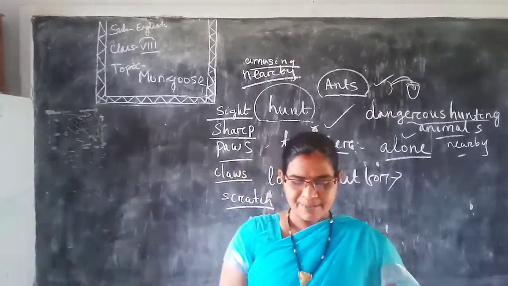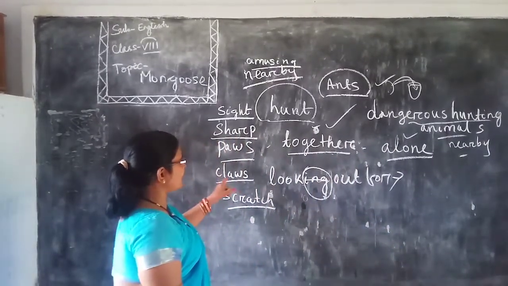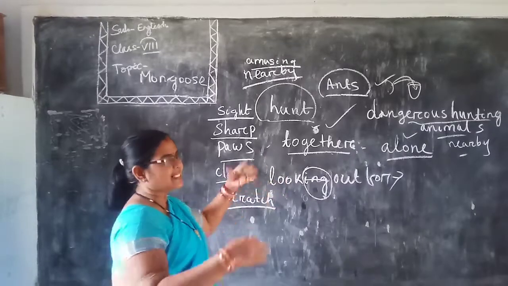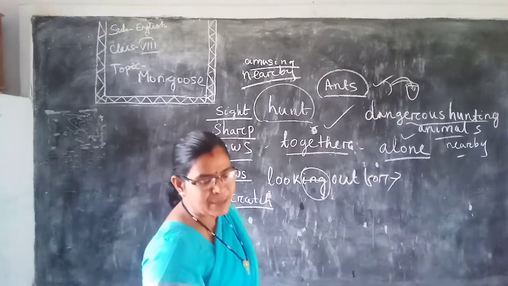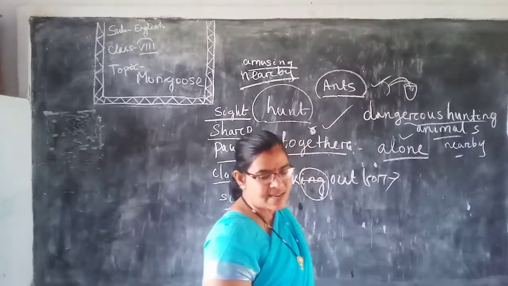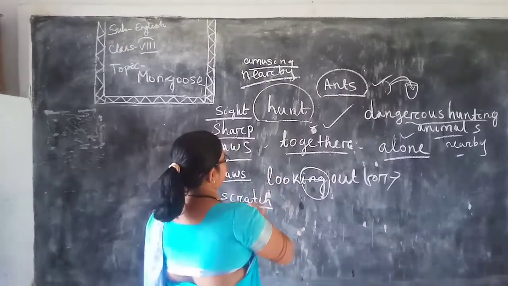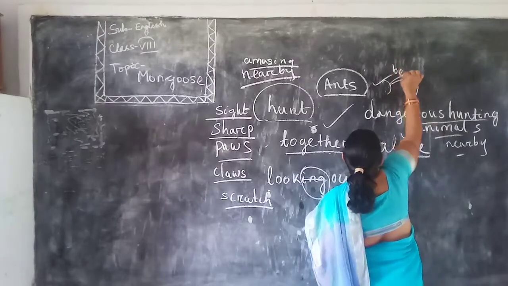Now, to look for beetles. What do they search for? They look for, means they search. What do the mongooses look for? Beetles, millipedes, and other small creatures. What do they search for? Beetles.